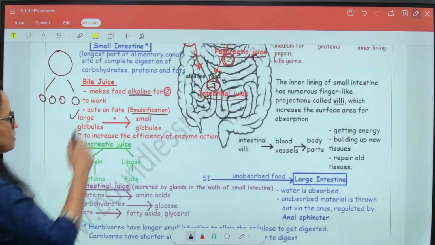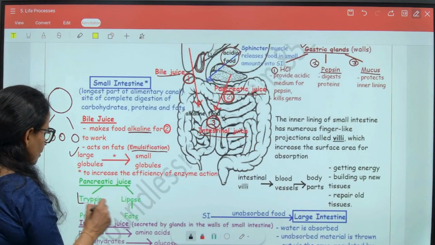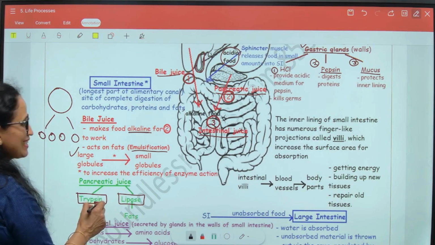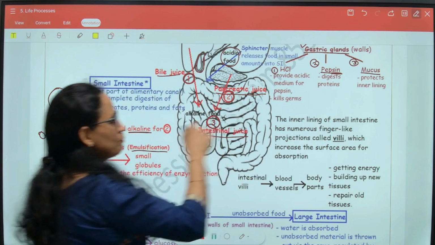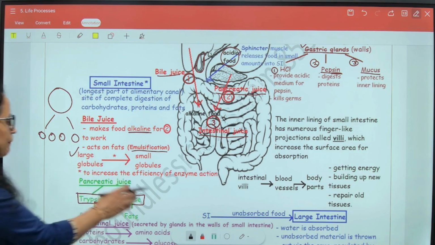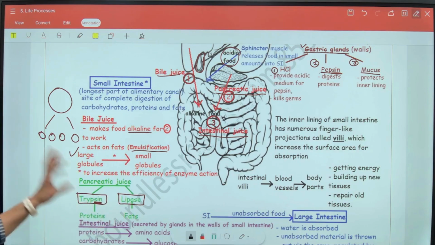Now what is the role of pancreatic juices? Pancreatic juices contain two enzymes, very important, trypsin and lipase. Trypsin, as you can see, the word is ending with sin. Pepsin is also ending with sin. So both the enzymes are there for digestion of proteins. Pepsin, proteins; trypsin, again breakdown of proteins. So trypsin helps in breakdown of proteins and lipase helps in breakdown of fats. So these are the two enzymes that are major components of the pancreatic juice, right?